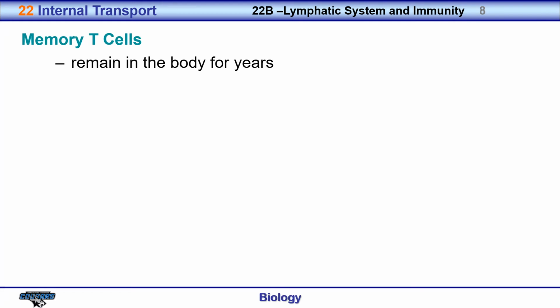Now, in all of this, for many diseases, there are memory T cells that are made during the infection, and they will circulate in the body for dozens of years. So this is the one that gives you long-term immunity to a particular antigen.